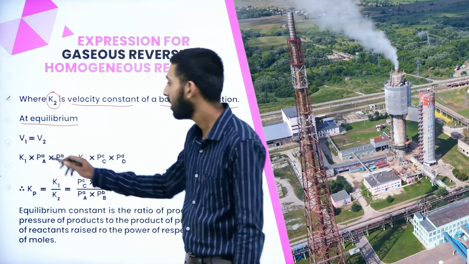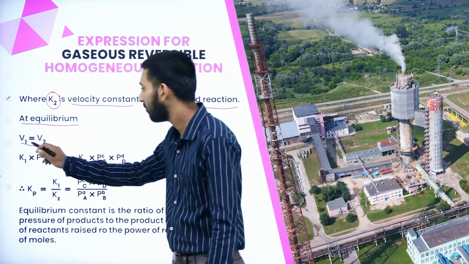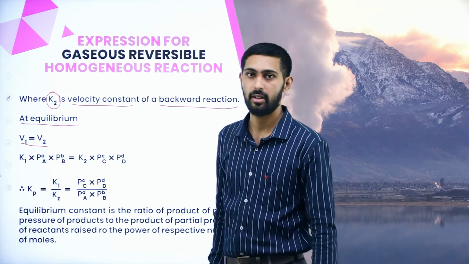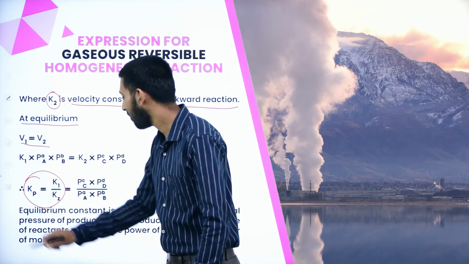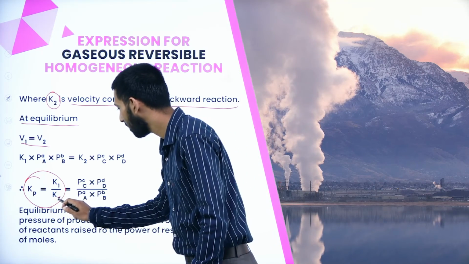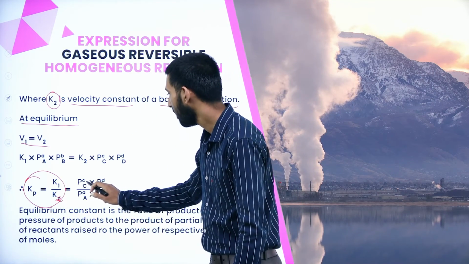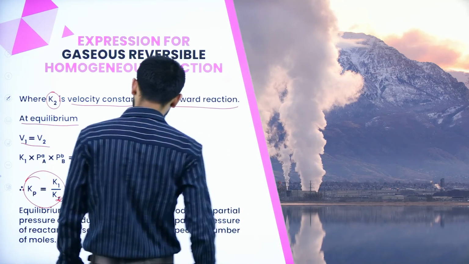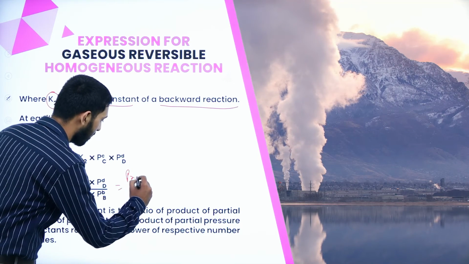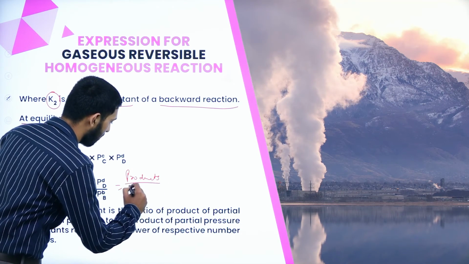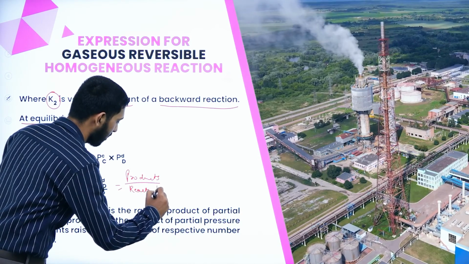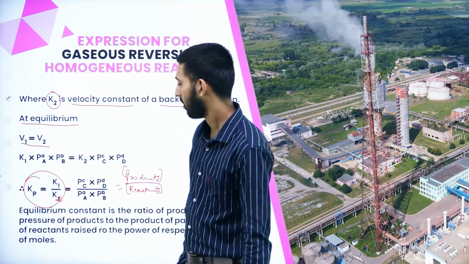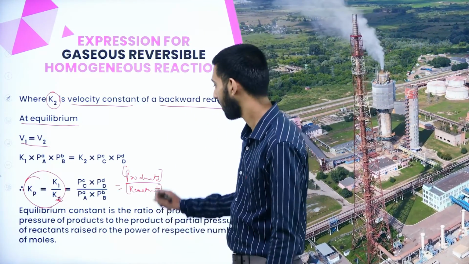Now let us take the system at equilibrium. At equilibrium, V1 is equal to V2. What is the value of V1? K1 into PA into PB, and V2 is K2 into PC into PD. Now let us take Kp is equal to K1 by K2, that is PC into PD divided by PA into PB. Here K1 by K2 can also be written as concentration of products divided by concentration of reactants, applying the law of mass action. So we can write like this.